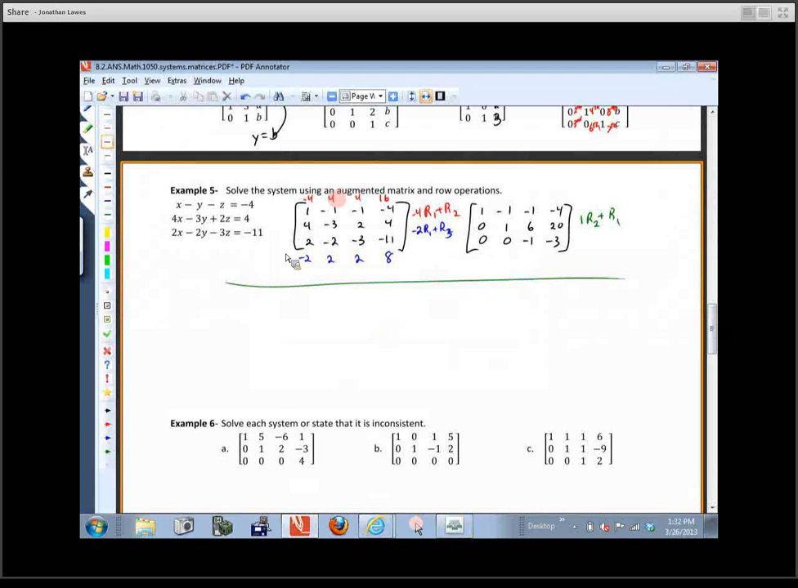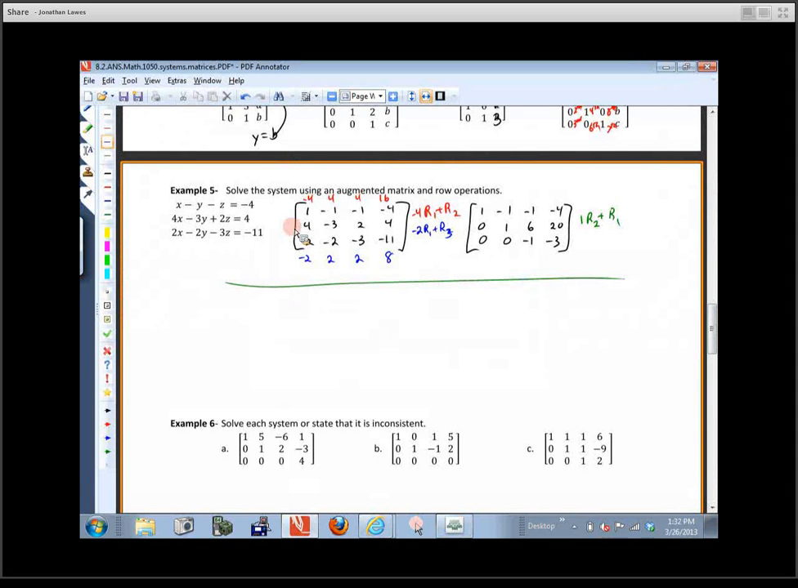And we left off on example number 5. So this is the type of stuff that you're going to need to know how to do for the quiz tomorrow. You're going to have to do those row operations.